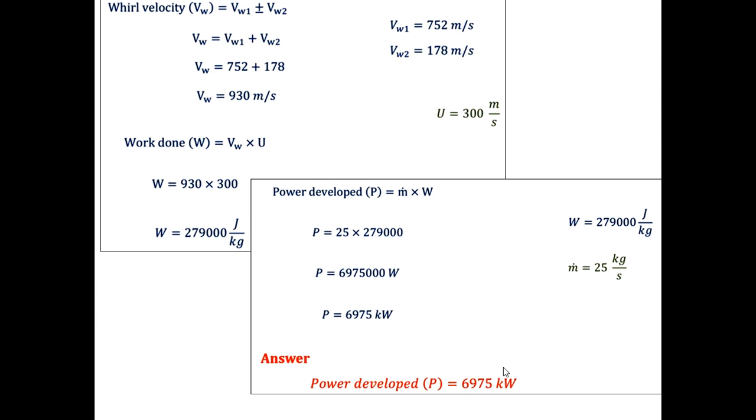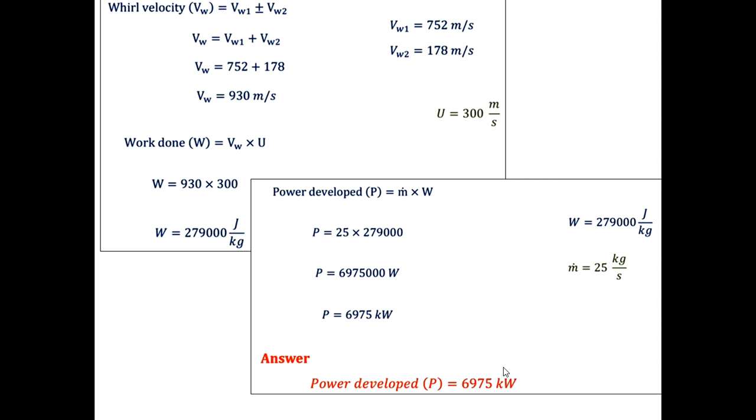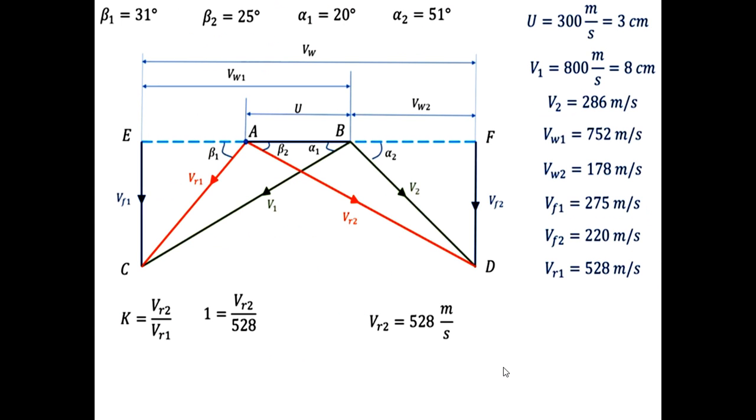Okay, next to find out the axial thrust. As I told, first we need to find the difference of Vf and multiply it with the mass flow rate. The mass flow rate is given in the problem as 25 kg per second. Vf1 from the graph is 275 minus Vf2 220. So we find the difference using Vf1 and Vf2. On the right hand side you can see the values. That delta Vf is how much axial thrust is generated on the bearings.